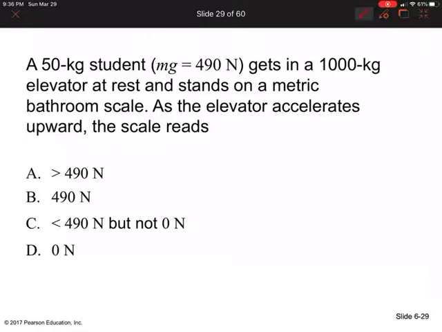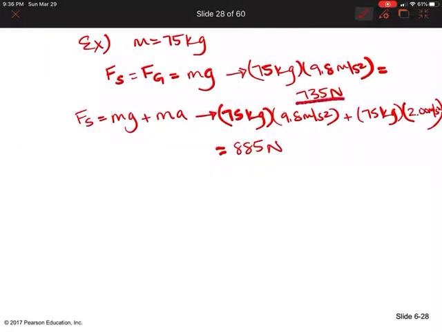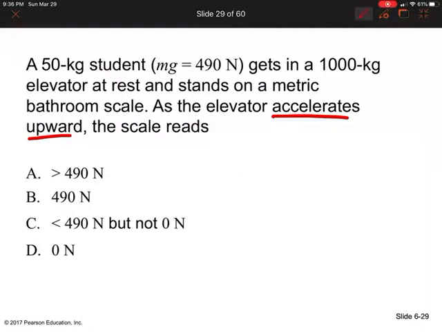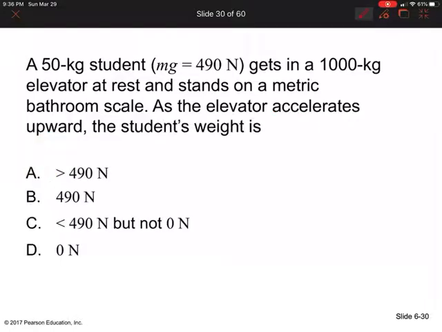So that is what our quick check is here. It's saying that a 50 kilogram student who has a weight of 490 newtons gets in a 1,000 kilogram elevator at rest and stands on a metric bathroom scale. And it says as the elevator accelerates upward, the scale would read what then? Well, would it be the same? Well, no, because it's accelerating upward. And based on the example that we just did, we saw that when it was normal, it was 735, and when it was accelerating upward, it was 885. So what should that say to you then? That it would be greater than 490 newtons.